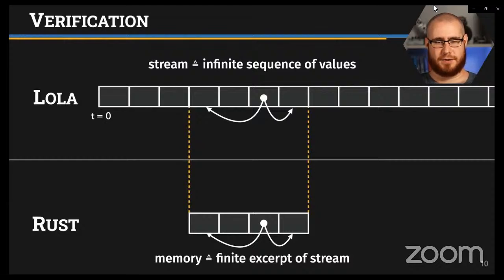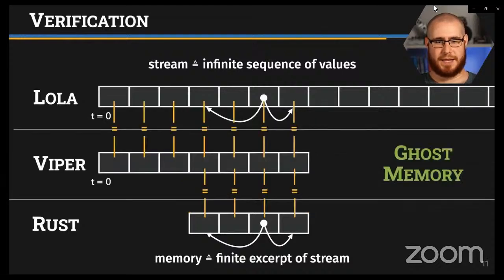Now to show this, we introduce an intermediate layer between Lola and Rust, which is ghost memory. And this ghost memory is only used during the verification and not during the actual execution. And here we have to show two things. The first thing we have to show is that the memory in Rust is the same as the one we have in our ghost memory, at least the values we have access to in Rust. And the second thing is we have to show that each value we add to the ghost memory is the same as the one that should be there according to the theoretical Lola model. So these are the two things we have to show.